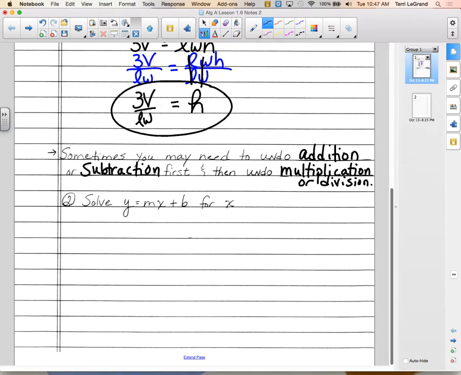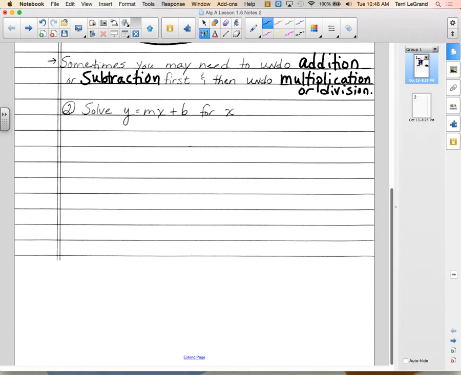So we're going to solve y equals mx plus b for x. Coming up in chapter 4, we're going to be using this form, this equation, a lot. It's called slope-intercept form for a linear equation. But right now what we're going to do is take this and get x by itself. What's it solved for right now? Y. It's solved for y. We need it solved for x. So what do you think our first move should be?